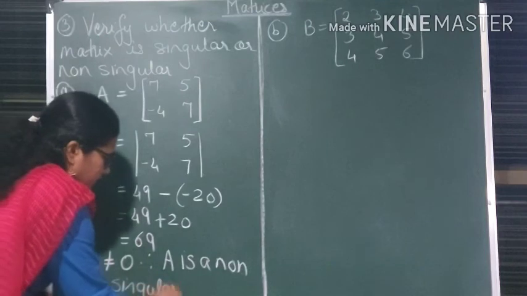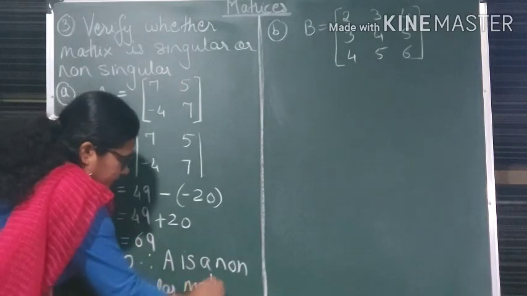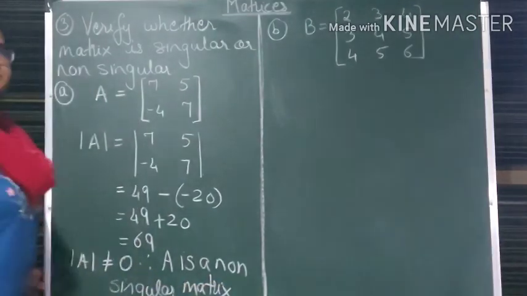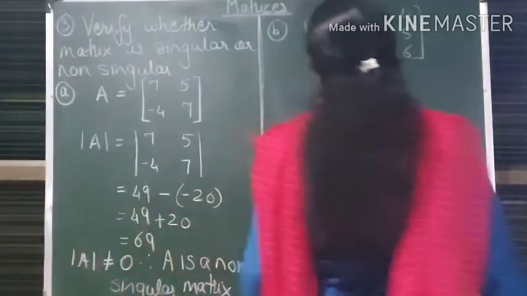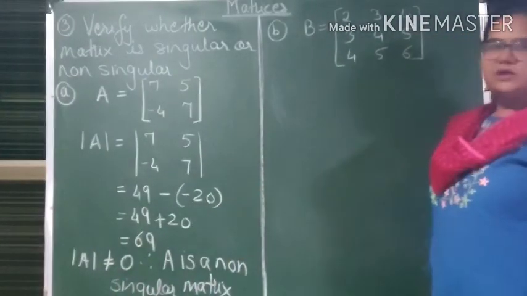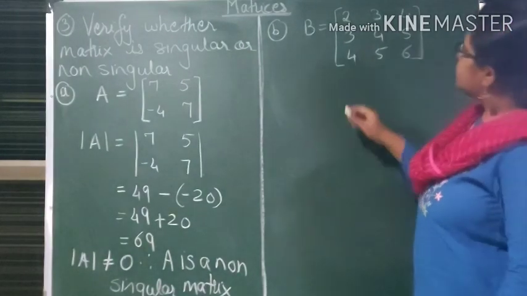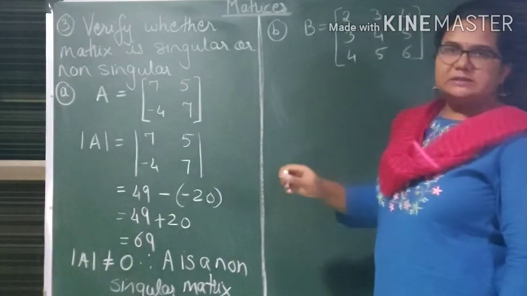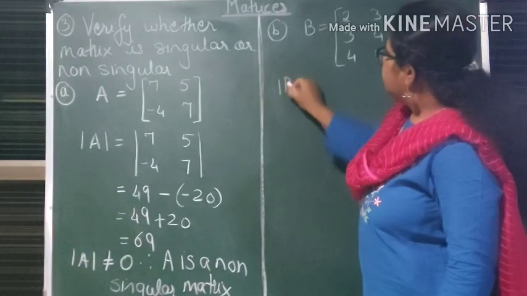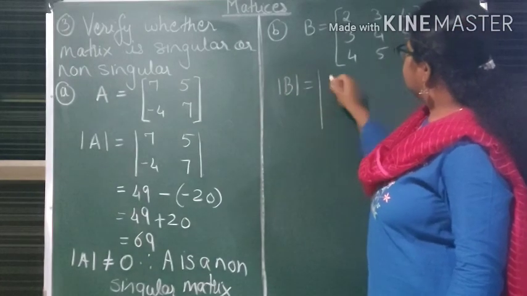non-singular matrix. Yes? Okay. So determinant of A is not equal to 0. Therefore, it is a non-singular matrix. Now take the next example B. I have taken an order 3 matrix. So we have to find the determinant of B.